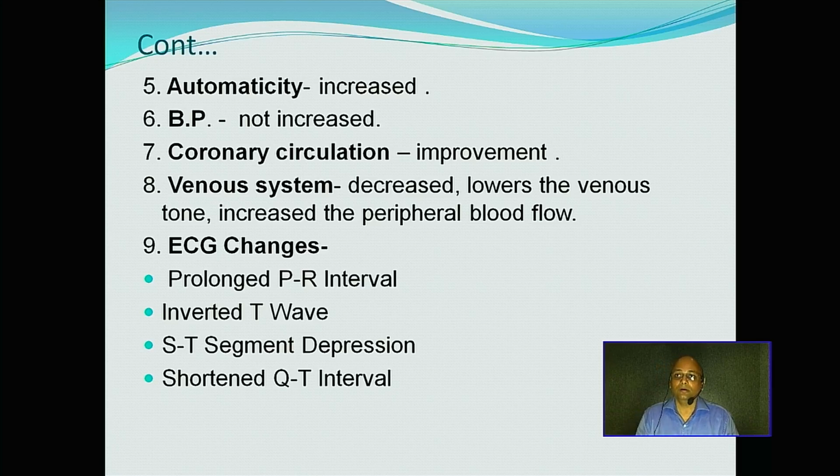In the venous system, it lowers the venous tone and increases the peripheral blood flow. ECG changes: prolonged PR interval, inverted T waves, ST segment depression, shortened QT interval. Now, inverted T waves are also seen in the case of myocardial infarction.